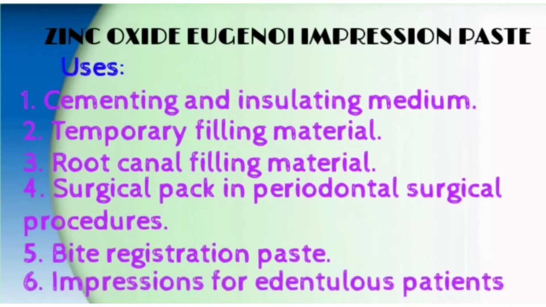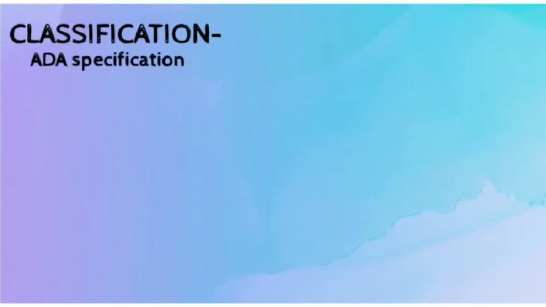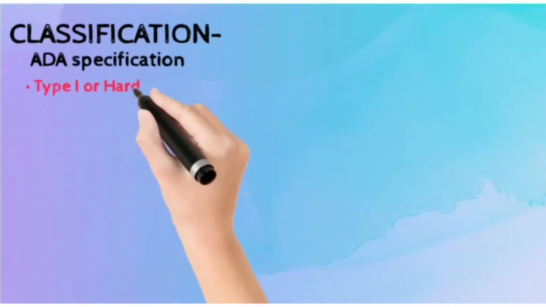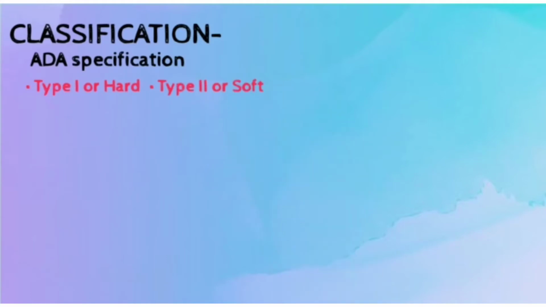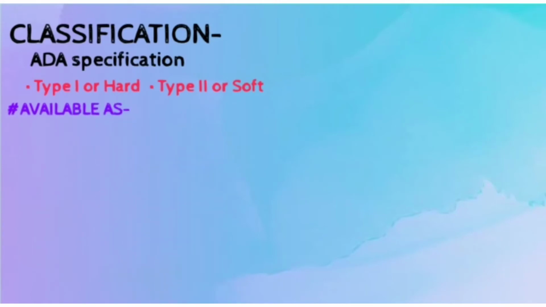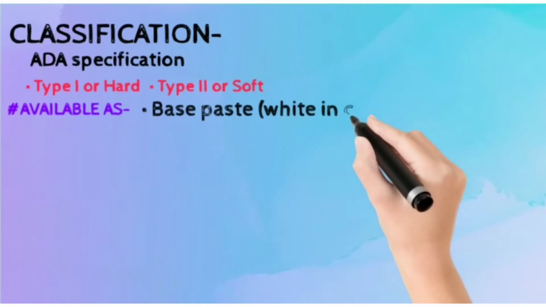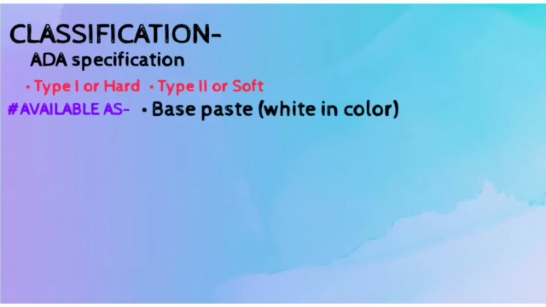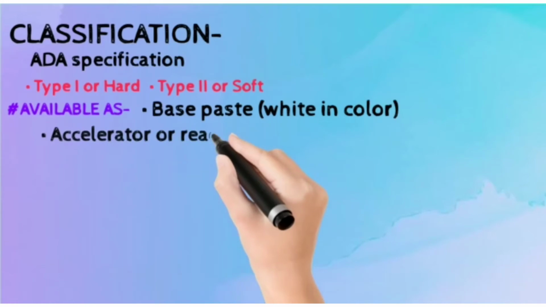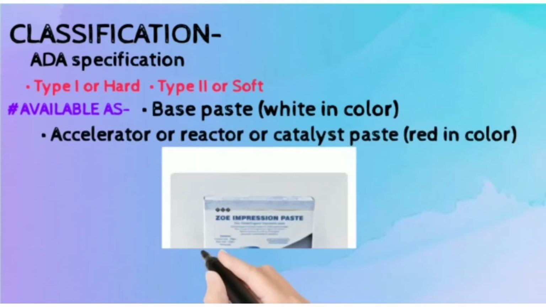Then we are going to talk about the classification. According to ADA specification, it can be of two types, type 1 which is hard and type 2 which is soft. It is also available as base paste and accelerator or reactor, or you can call it catalyst paste also. The base paste is white in color, whereas the accelerator paste or the reactor paste is red in color.